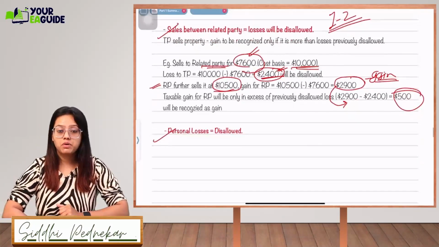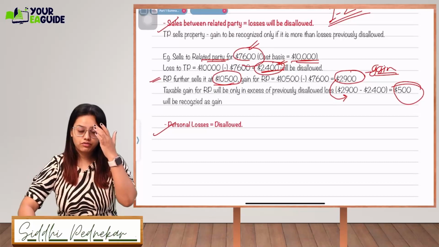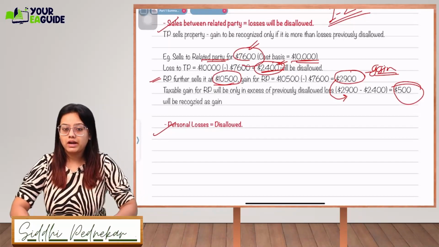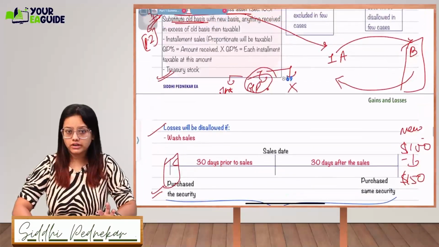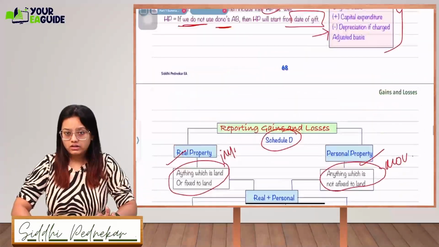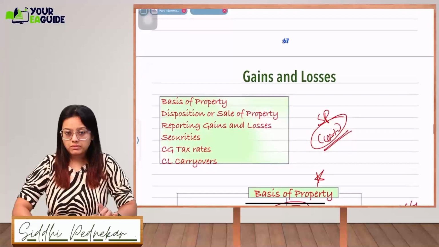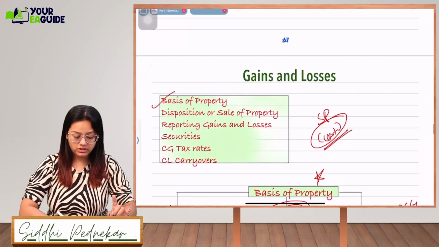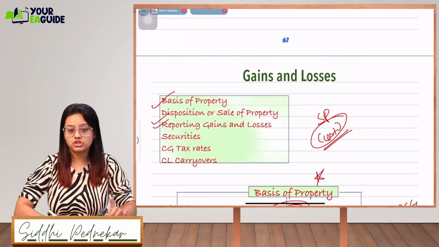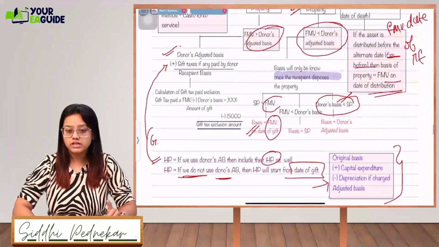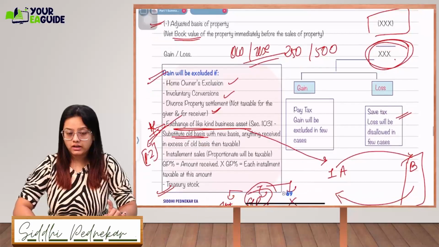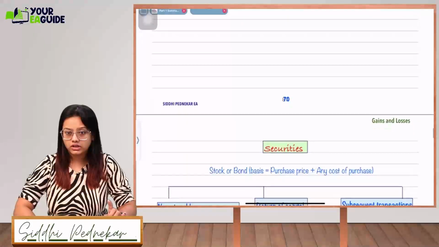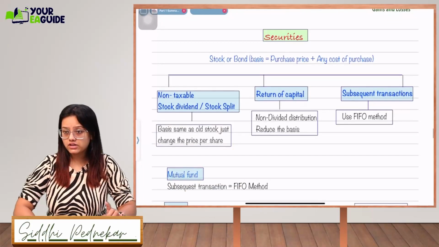Okay. Next is personal losses will be disallowed. If you have any personal losses, that will not be allowed on your tax return. Got it, guys? Anything left? I don't think so. From the basis, we have done the reporting, we have done the disposition or sales of property, reporting the gain, and then we have done the securities. Okay, let's understand the securities.